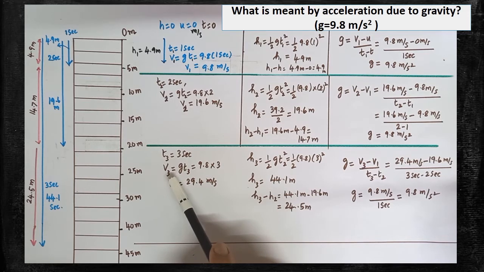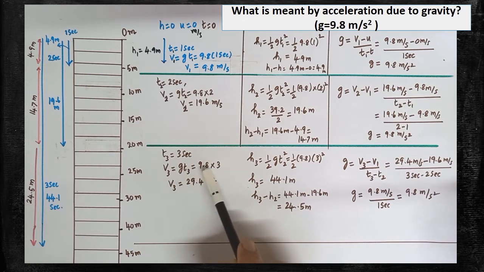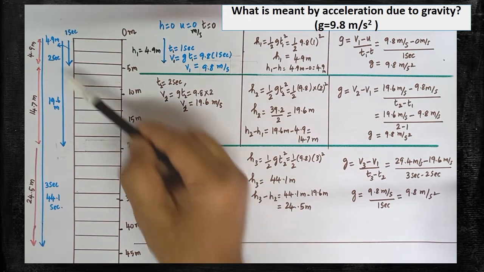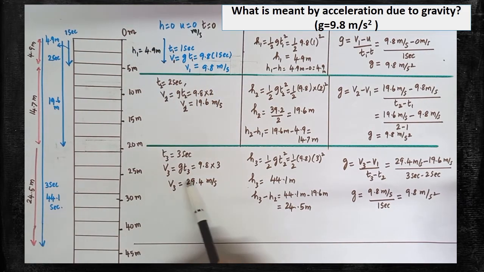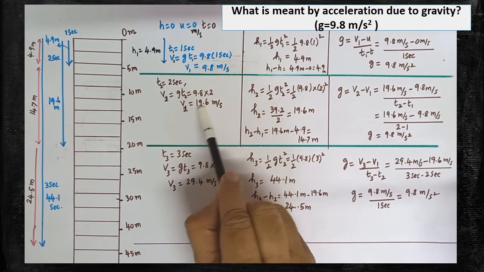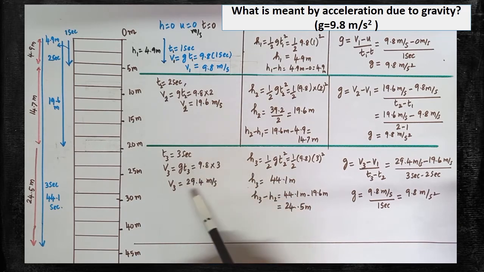Now you are going to calculate what would be the velocity of the falling body after the third second. Calculate using the formula g t3, that is after the third second. Substitute 9.8 into 3. After calculation you are getting 29.4 meter per second. The meaning is if it is allowed to fall right from here, when it reaches here, its velocity will be 29.4 meter per second. Compared to after 2 seconds, look at that, its velocity is just 19.6. Tell me whether the velocity is increased or not. Since the velocity is increased, it shows that the body is accelerated.